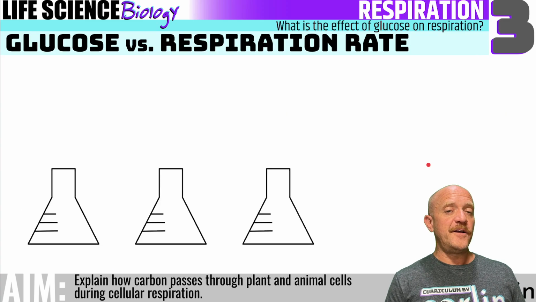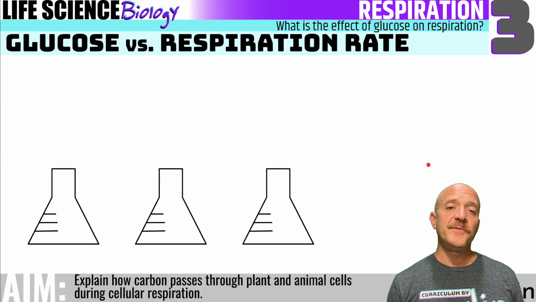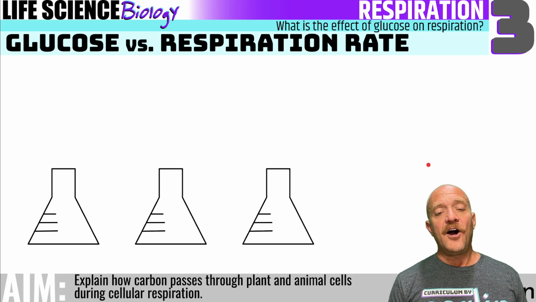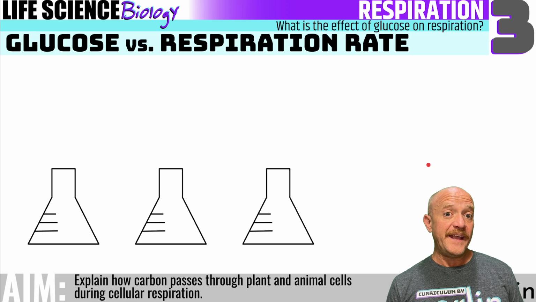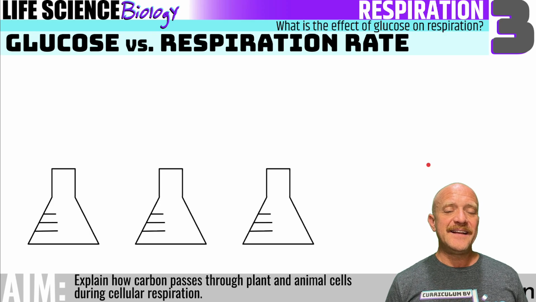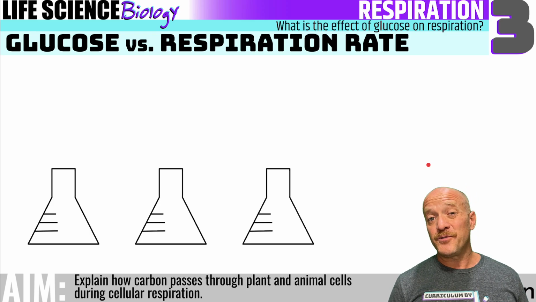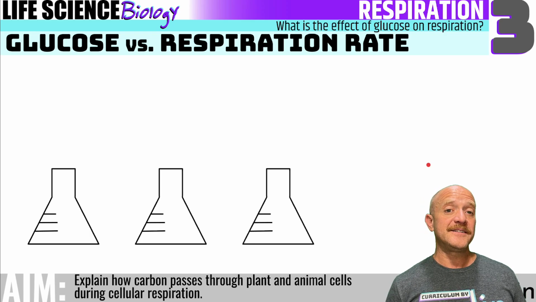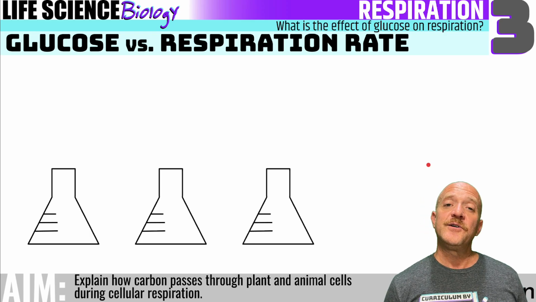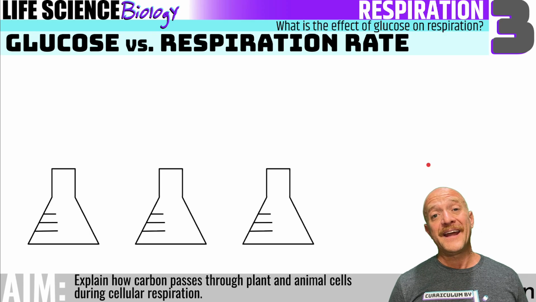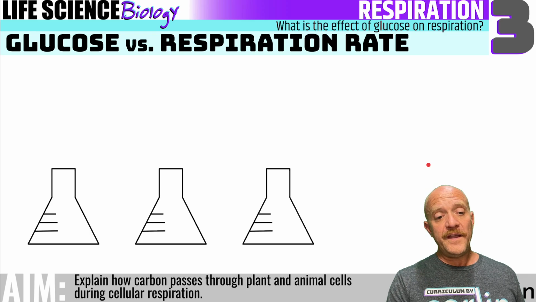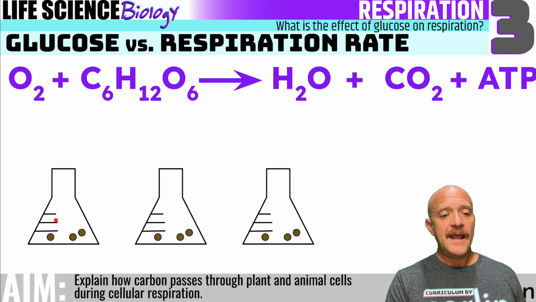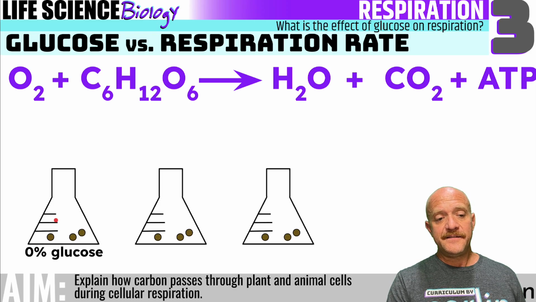Now, one experiment we could do is to determine the impact of glucose, or the inputs, on the rate of respiration, or the output. We can't necessarily measure how fast respiration is happening, but we can measure some of the waste products. So we can adjust the glucose and measure the amount of carbon dioxide that's produced. One way you do this is by using an Erlenmeyer flask and some yeast.